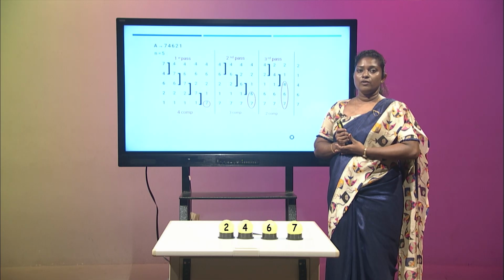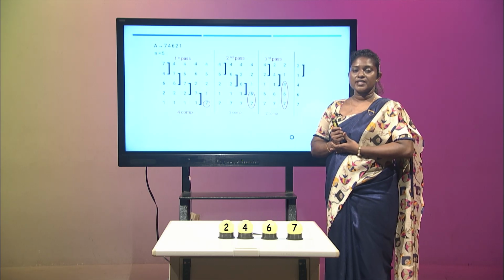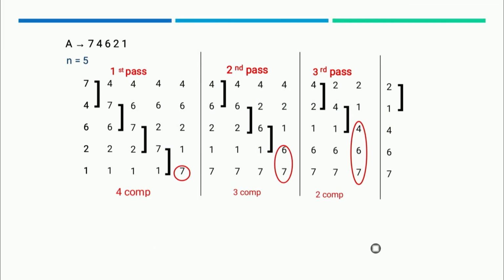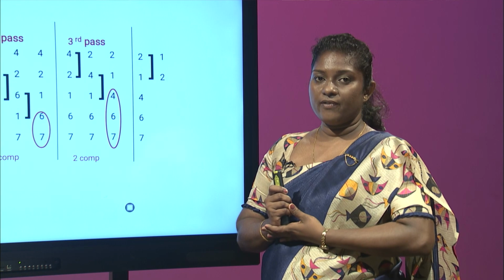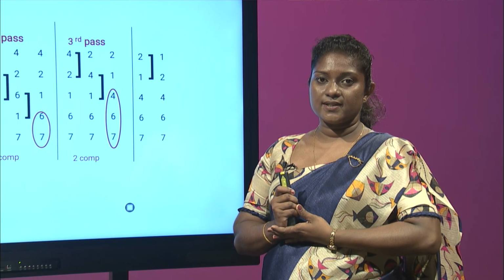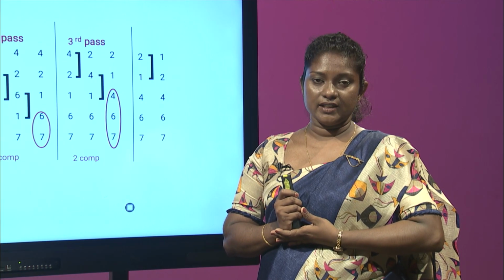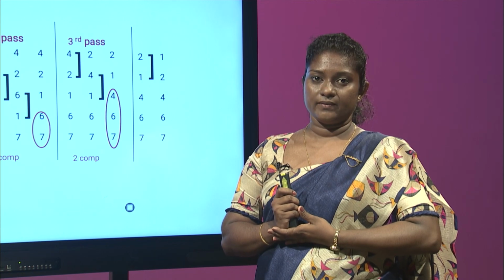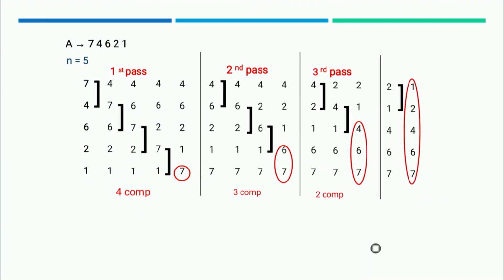So, now I am comparing the first 2 elements. Here 2 is greater than 1. So, 1 goes up and 2 goes down. And finally 4, 6 and 7 remain as they are. Then I would compare 2 with 4, 2 with 6 and 2 with 7.